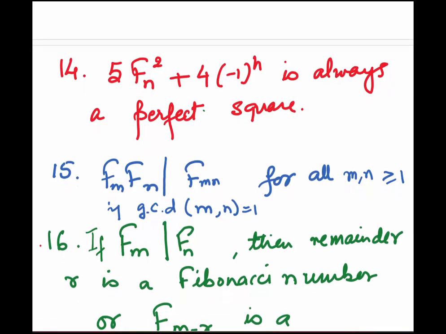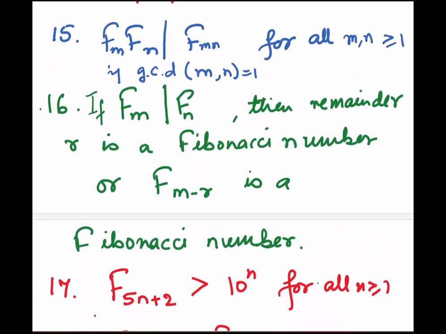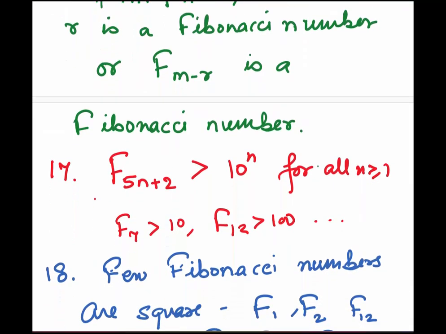Now look at this beautiful result. 5 fn square plus 4 times minus 1 to the power n is always a perfect square. Next, fn divides f of mn for all m and n greater than or equal to 1 if GCD of m and n is 1. Next, see, if fm divides fn, then the remainder r is always a Fibonacci number, or f of m minus r is a Fibonacci number.